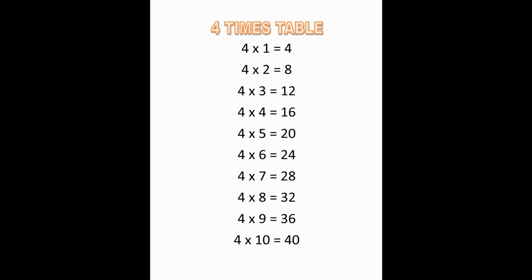4 times 7 is equal to 28. 4 times 8 is equal to 32. 4 times 9 is equal to 36. 4 times 10 is equal to 40.